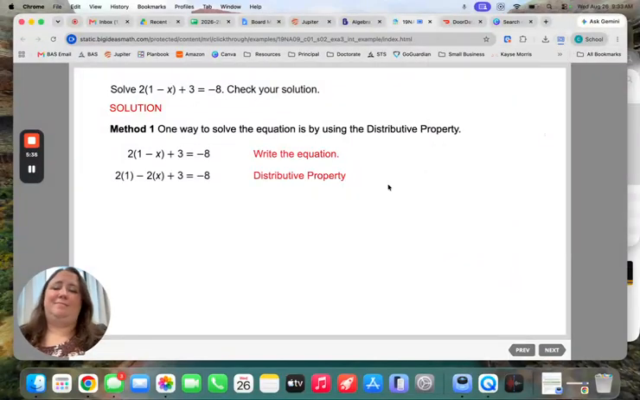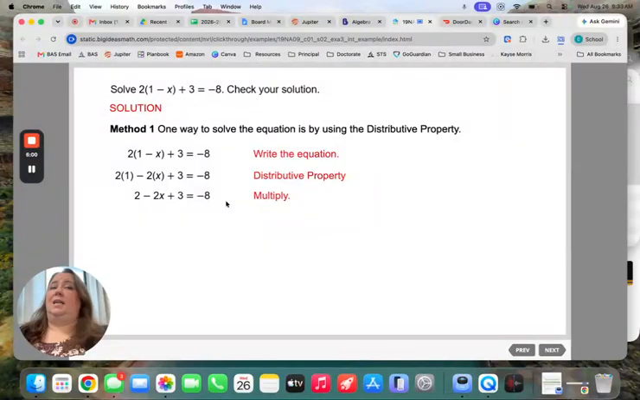There you go. So distributive property, if you look up here, we're going to take the 2 on the outside of this parentheses and multiply it times everything inside. So 2 times 1 and also 2 times negative x. So when you do that multiplication, you'll get 2 minus 2x plus 3 equals negative 8.